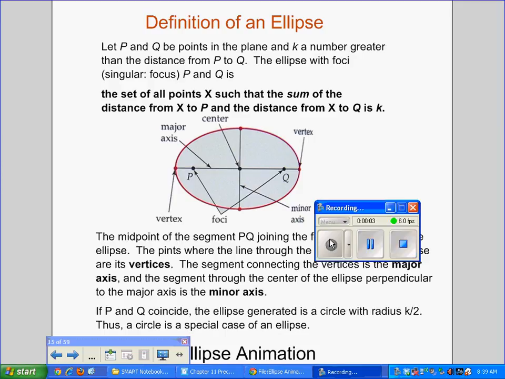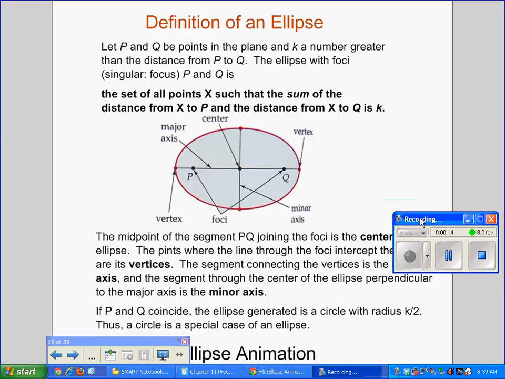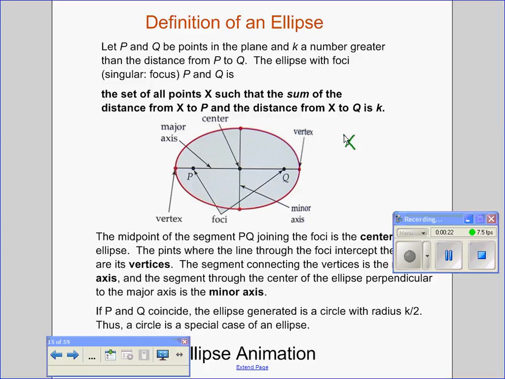In section 11.1, we're going to be learning about one of the conic sections, which is the ellipse. And you already know a little bit about an ellipse from the activity that you did in class yesterday, but let's think about the definition of an ellipse. An ellipse is the set of all points X such that the sum of the distance from X to P and the distance from X to Q is k.